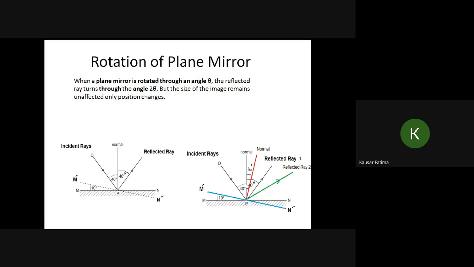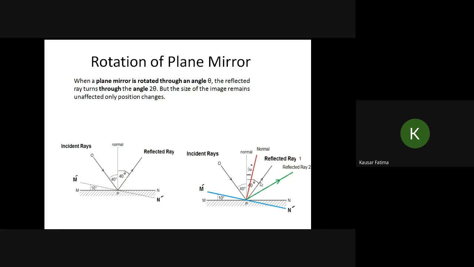Of course, with this angle of incidence, we will have a new reflected ray. This one. This is 50. So with respect to this normal also, this is 50. Reflected ray 2 in green color is shown. Reflected ray 1, it means when the mirror is rotated, the reflected ray also shifts. It means the image will also rotate. Image size will not change. It will remain the same, only its position will change. It will also rotate by that angle.